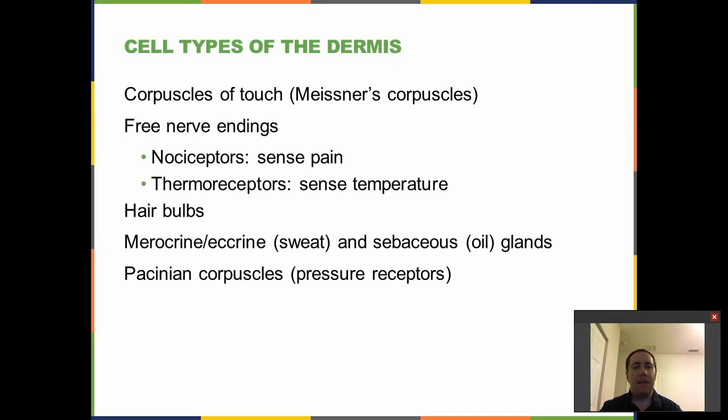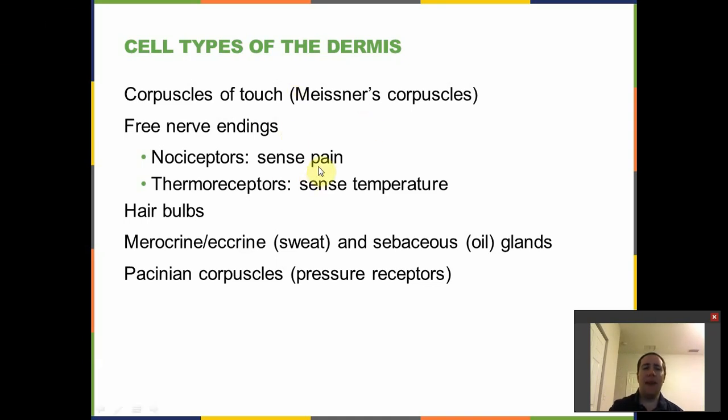So back to the free nerve endings. Think about a nerve running down my whole arm, and then it comes to the tip of my finger, and then it takes these little projections, so they look like little fingers that come out of the nerve, and they work their way up into the skin, the epidermis and the dermis. These are going to sense temperature and pain.